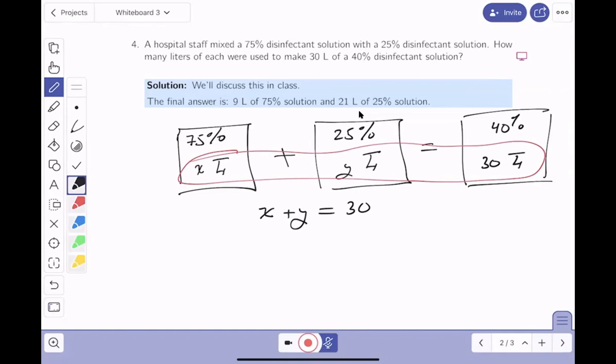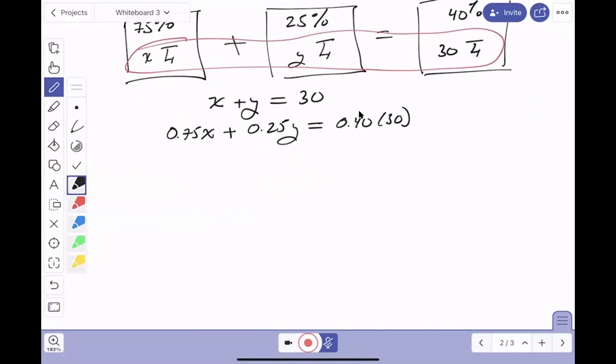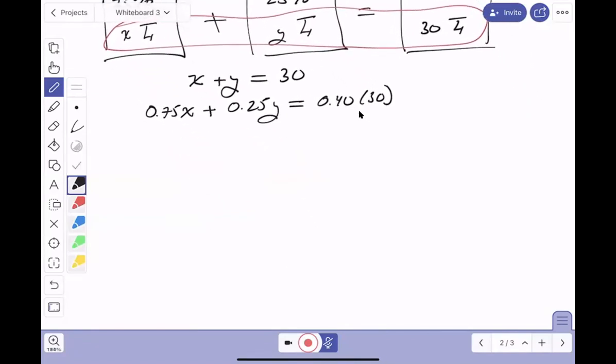The next thing is going to be, well, how much disinfectant do I have? Well, of the X liters, 75% is disinfectant. So I'll write that over here for you. 0.75X plus 0.25Y, right? The disinfectant now is going to be 40%, which is 0.40 of 30. All right. So I'm going to push this up. I'm no longer thinking about the words. I'm thinking about the problem. And this is too many letters for me. So I'm going to take this thing over here, just like I did prior, and solve for y.